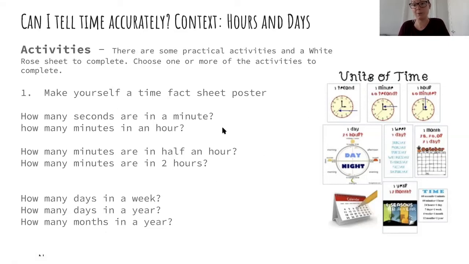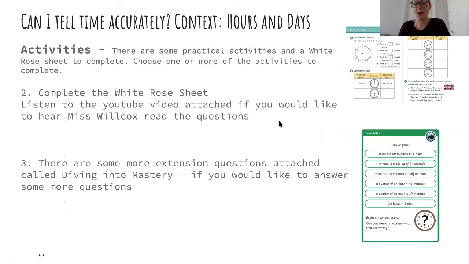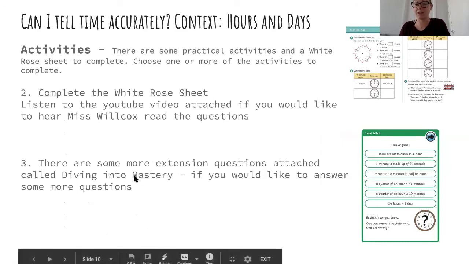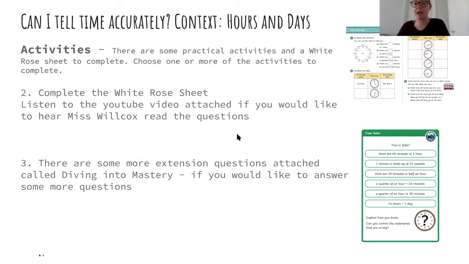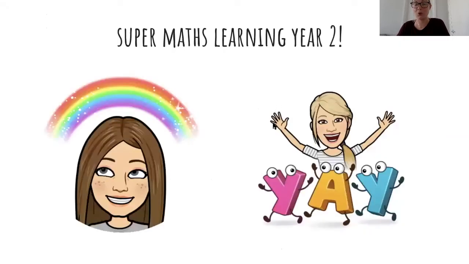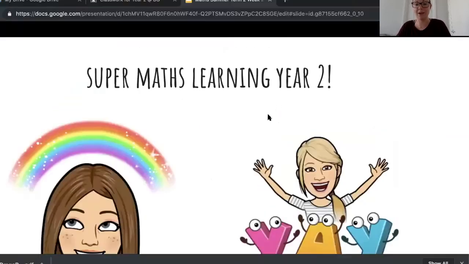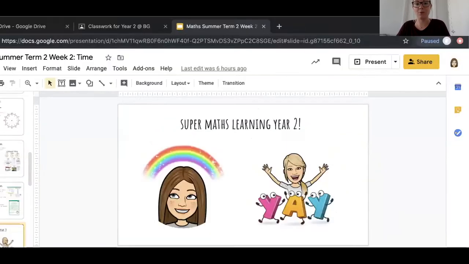Well, it's for you to make, and then it can go up in your bedroom to help you remember some of those practical things. Okay, the next one is your white rose sheet. I'm going to talk you through that one in a second. And if you would like to answer some more questions, there is one of these. It's called Diving into Mastery. You can have a go at that. Okay, super maths learning, very well done.